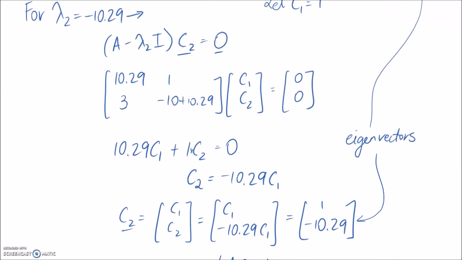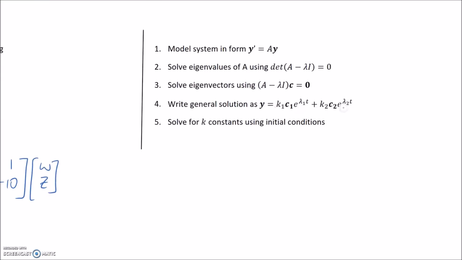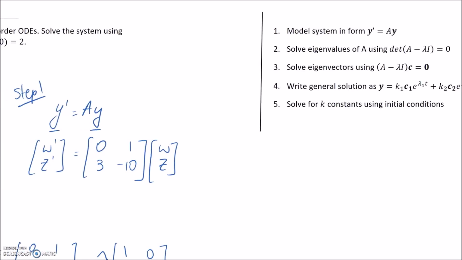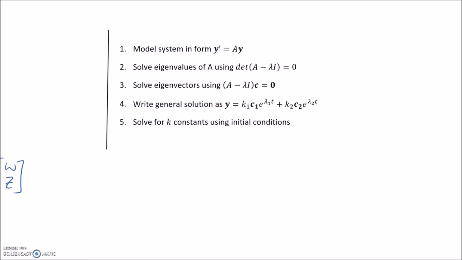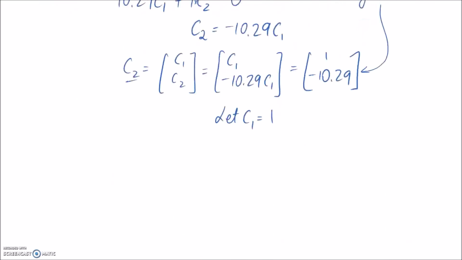Alrighty. So now what we've got to do is move on to the next step, which is forming our general solution. So up here, the general solution can be written as this, where y is the same as the y we had up here before. If we recall back, it was a vector which had w in the top, z underneath. And c1 and c2 in here are going to be the eigenvectors, and lambda 1 and lambda 2 are eigenvalues. So let's draw them down, and then we're going to use our initial conditions to solve for the constants. So here we go.